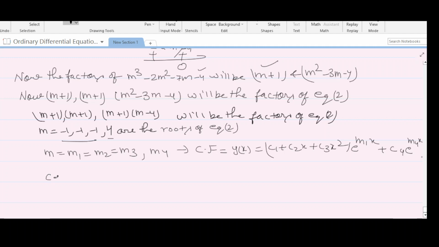Now you can easily write the complementary function for equation number 1. So CF will be equal to (c1 plus c2x plus c3x square) e to the power m1x. The value of m1 is minus 1, so that will be e to the power minus x, plus c4 e to the power m4x. The value of m4 is 4, so e to the power 4x, and this is our final answer.